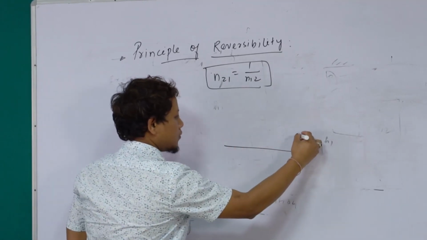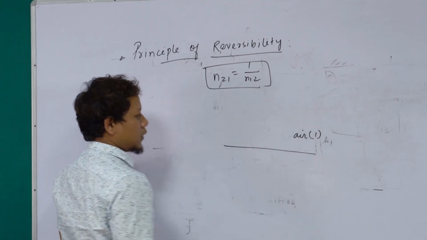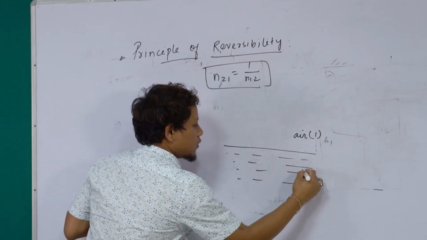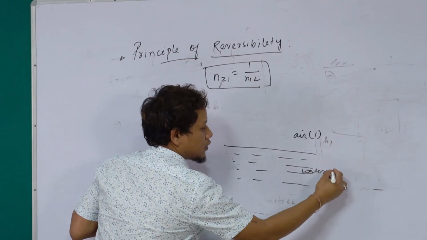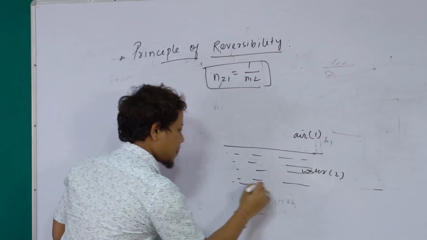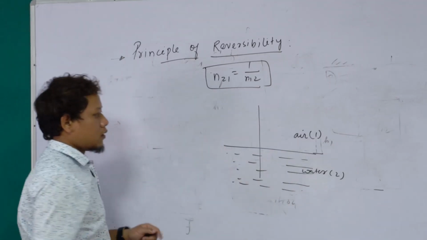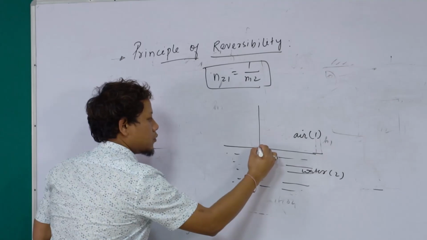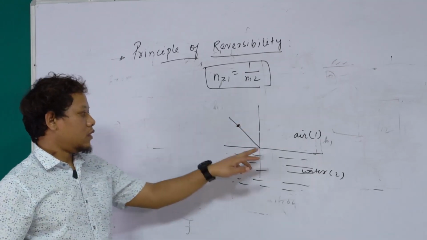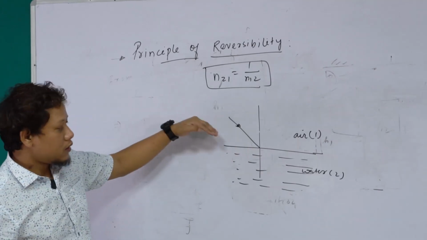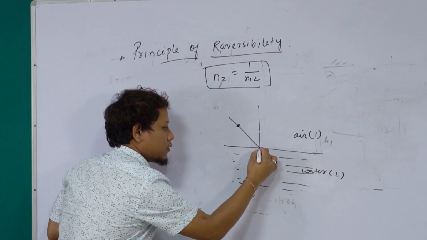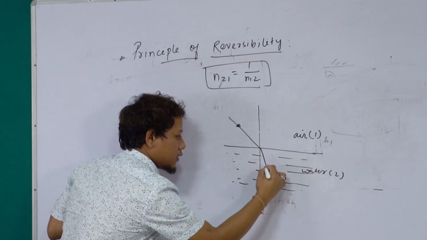Say this is air medium. Say this is medium 1. Say this is water medium. So this is water, and say this is medium 2, and this is air-water interface. Okay, so this is normal at the interface. Suppose the ray of light is incident obliquely. So once it is incident on the interface, it will suffer refraction like this.